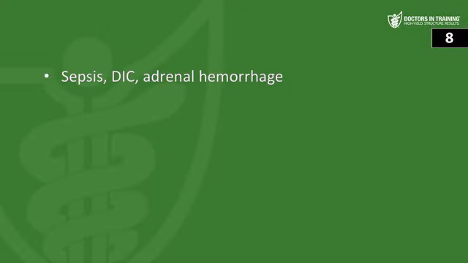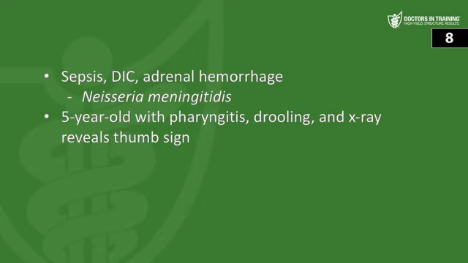What gram-negative organism matches these following descriptions? Sepsis, DIC, and adrenal hemorrhage. This is Waterhouse-Friderichsen syndrome of Neisseria meningitidis sepsis. 5-year-old with pharyngitis, drooling, and x-ray revealing a thumb sign. This is classic epiglottitis of Haemophilus influenzae type B, which again we don't see much of anymore thanks to the Haemophilus influenzae type B vaccine.